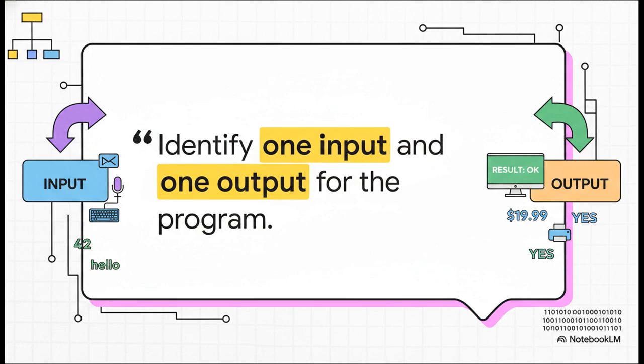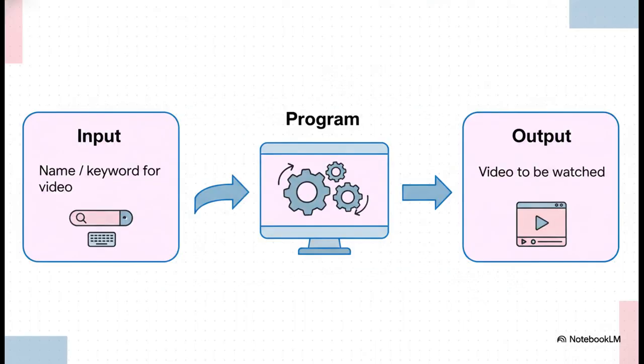Okay, so here is the actual exam question. Identify one input and one output for the program. Super straightforward. It's a 2-marker. You get 1 point for a good input and 1 for a good output. And here is the absolute key. These answers are pulled directly from the official mark scheme. So, a perfect answer for an input: name or keyword for video. Makes sense, right? It's the data the user types in to search. And the perfect output? Video to be watched. That's what the program gives back out. See? It's a direct cause and effect thing.